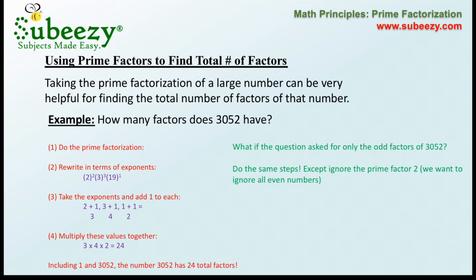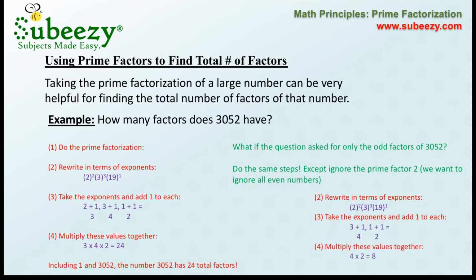So we're going to rewrite in terms of exponents. This is the second step. We have 2 raised to the second power, 3 raised to the third power, and 19 raised to the first power. We're going to take the exponents and add 1 to each, but we're ignoring the 2. So we have 3 plus 1 and 1 plus 1. We have 4 and 2. Now we're going to multiply these values together. We have 4 times 2, which is equal to 8. 3052 has 8 odd factors.